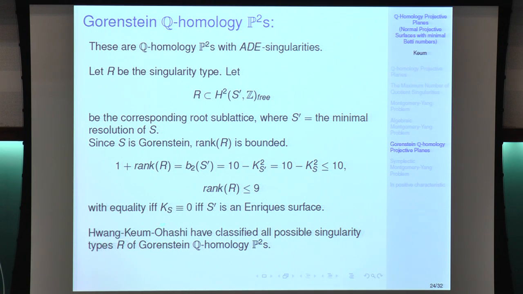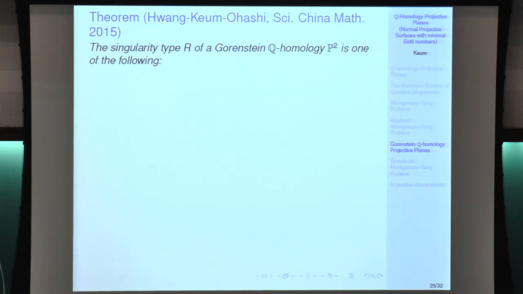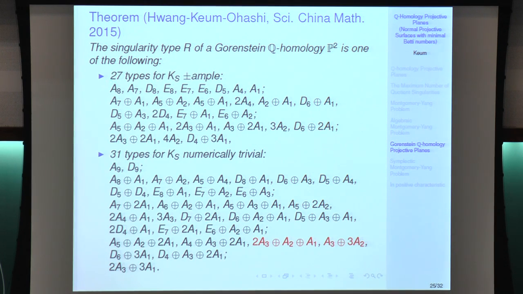So with Huang and Ohashi, we have classified all possible singularity types R of Gorenstein Q-Homology P2s. There are 58 types. Here, the singularity type R of a Gorenstein Q-Homology P2 is one of the following: 27 types where KS is not numerically trivial, and 31 types where KS is numerically trivial.